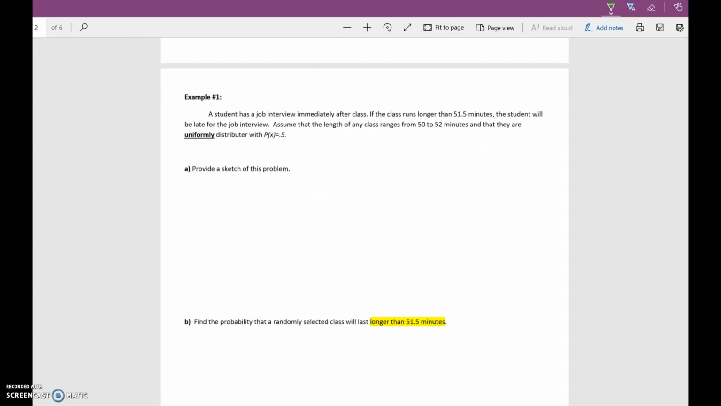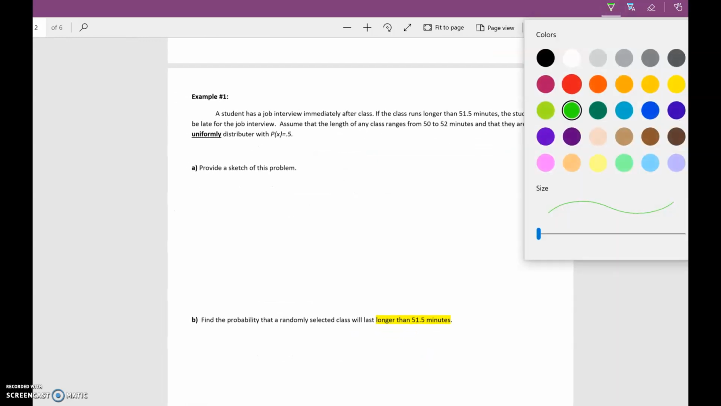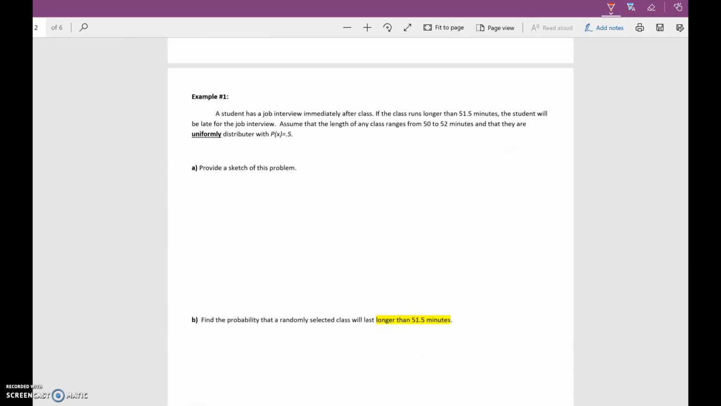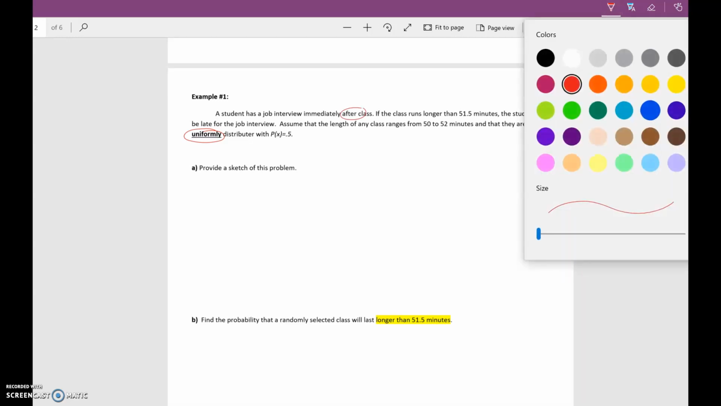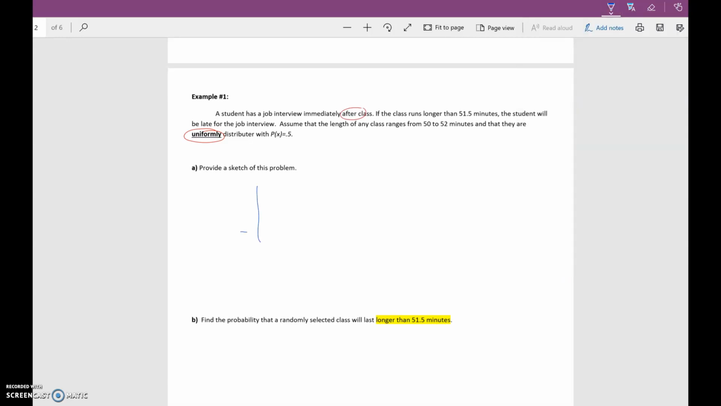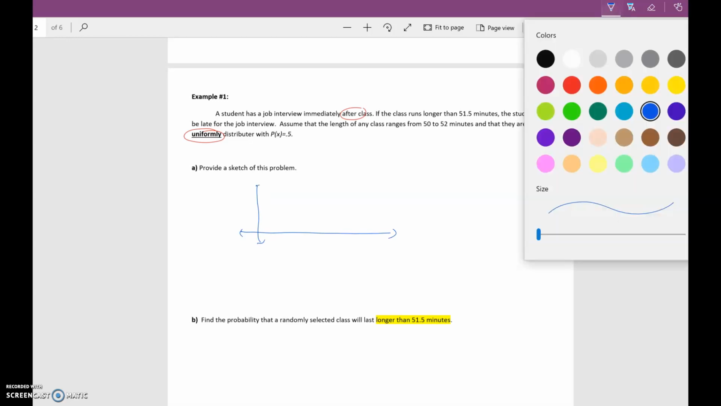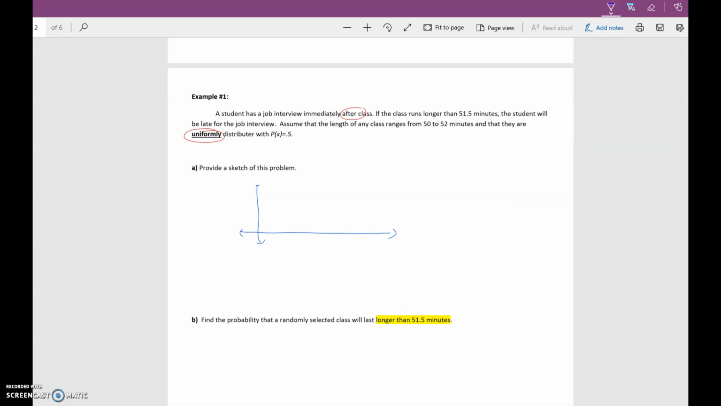Now, let's take a look at example 1. In these examples, you have to look at what the distribution actually looks like. In this case, we're told that it's uniformly distributed. These represent the actual minutes of a class length. When they want us to provide a sketch, a basic sketch will be sufficient. Don't forget the arrows. In this particular scenario, the classes only go from 50 to 52.